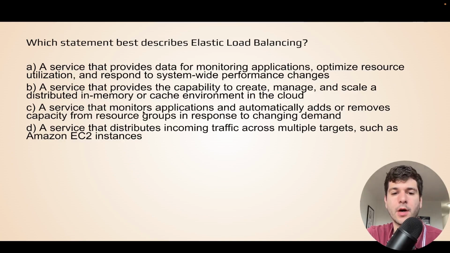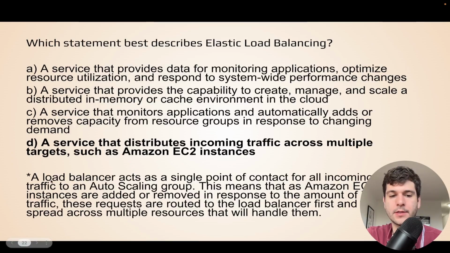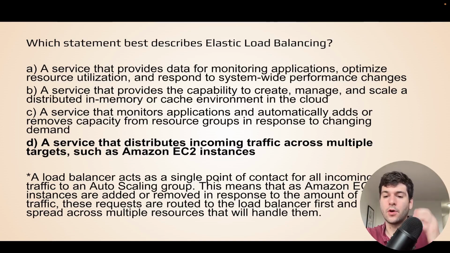C, a service that monitors applications and automatically adds or removes capacity from resource groups in response to changing demand. You might be tempted to pick this one, but it sounds more like auto scaling. D, though, a service that distributes incoming traffic across multiple targets such as Amazon EC2 instances. So D is definitely the best description. Here's a description of load balancers. A load balancer acts as a single point of control for all incoming web traffic to an auto scaling group.